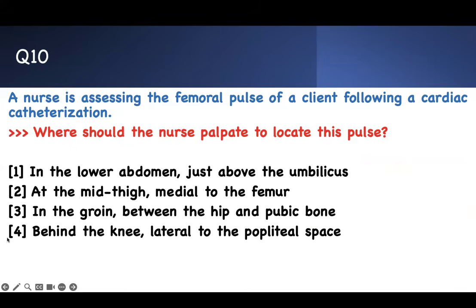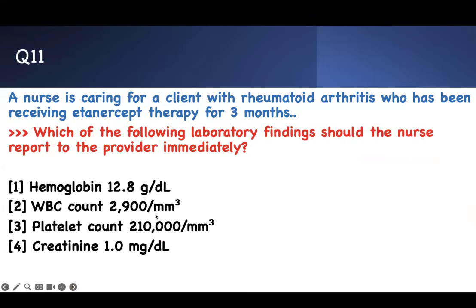It's just anatomy, physical exams, nursing assessment. Which of the following laboratory findings should the nurse report to the provider immediately? A nurse is caring for a client with rheumatoid arthritis who has been receiving Etanercept therapy for 3 months. Most of these pharmacology questions, if you watch all my pharmacology review on the NCLEX RN YouTube channel, you master easily. All you need to do is underline the keyword, Etanercept, used for what? Rheumatoid arthritis. That should tell you something.